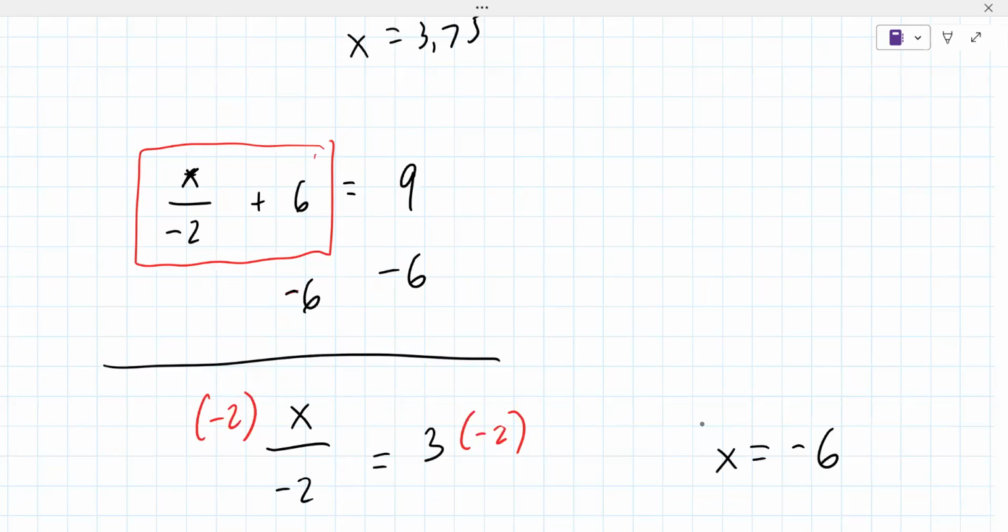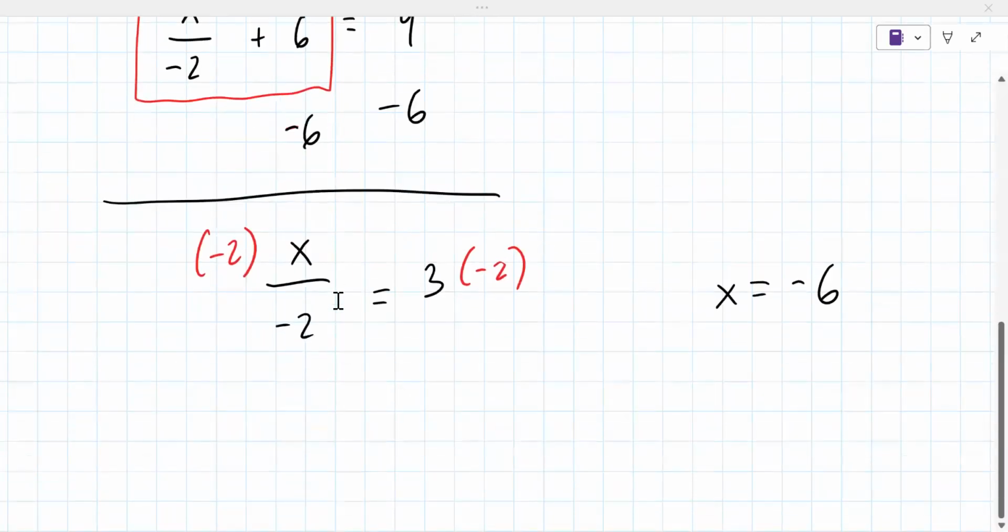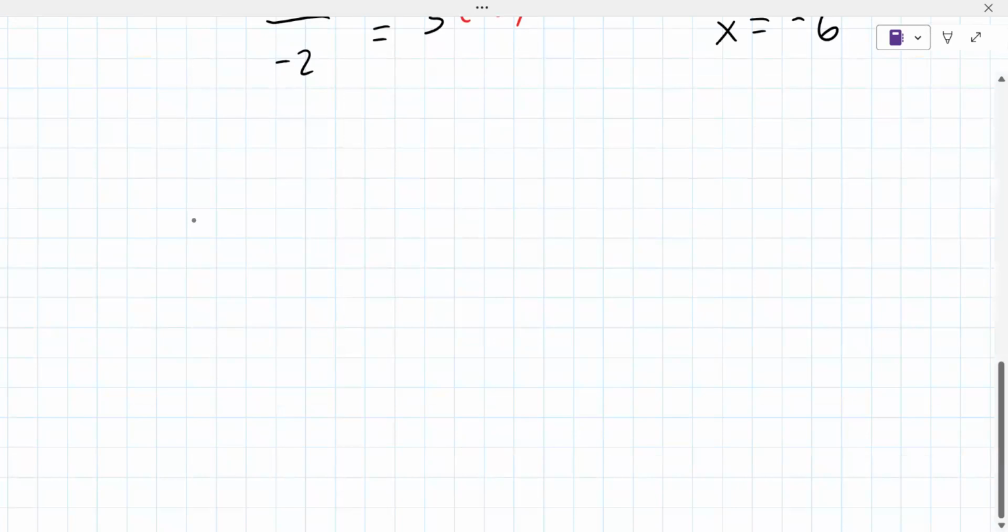All right, so let me give you another one here to try. Let's just kind of review from last time, trying to figure out where we might have gone. So let's go 5 plus 3x equals -1.